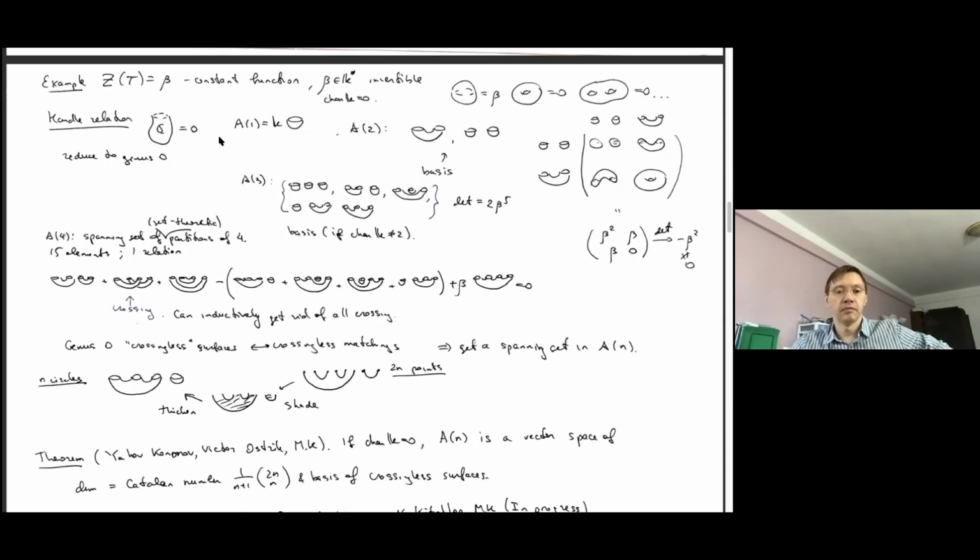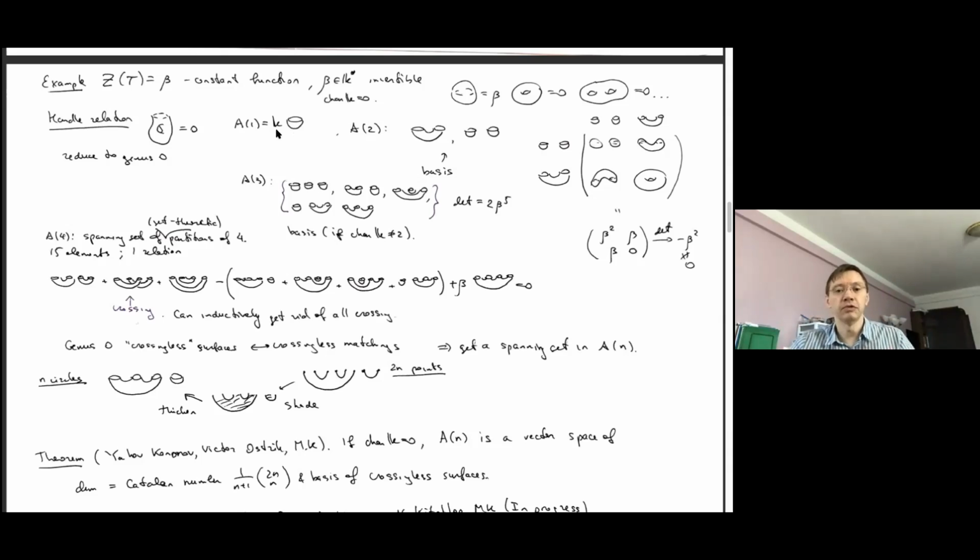And in particular, you know that A1 is just one-dimensional. It's just spanned by the disk. The disk is non-trivial because if you couple it also to a disk, you get beta. It's non-zero, so that vector is non-trivial. But then anything else you see in A1 is 0. All the higher genus surfaces are 0. Okay, so A1 is one-dimensional.